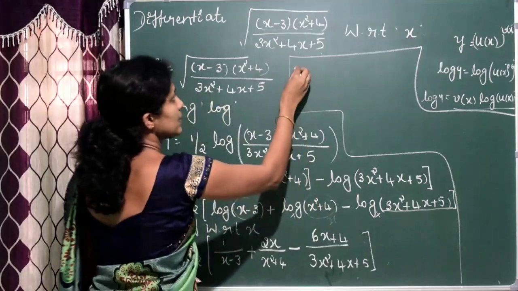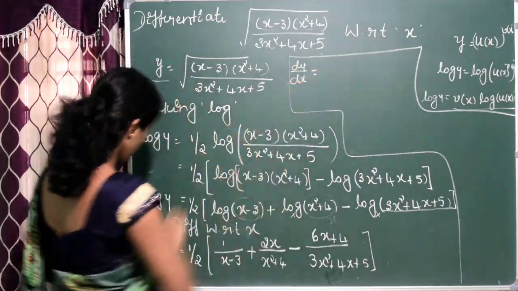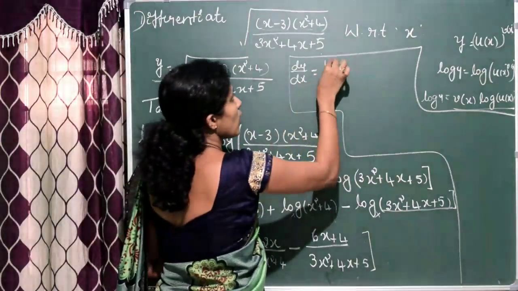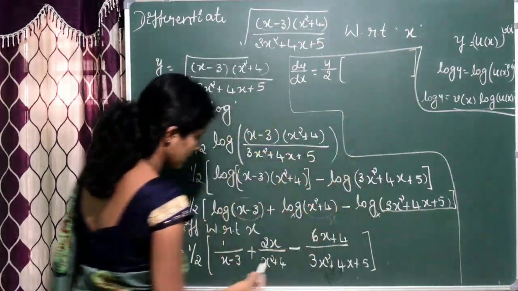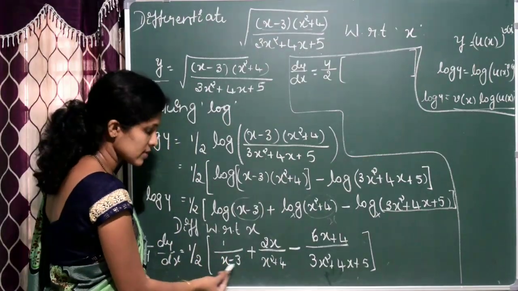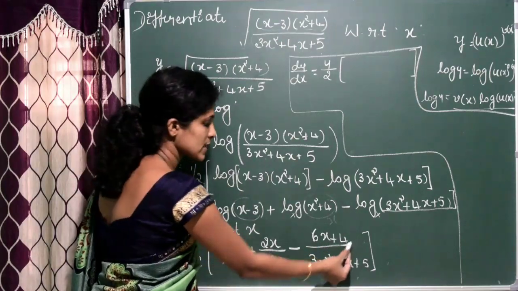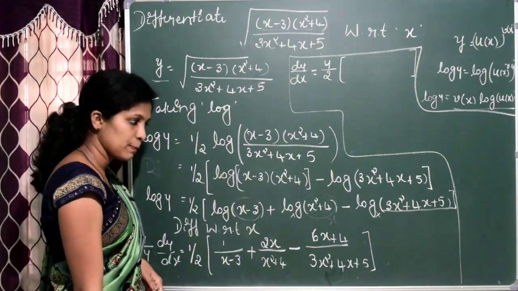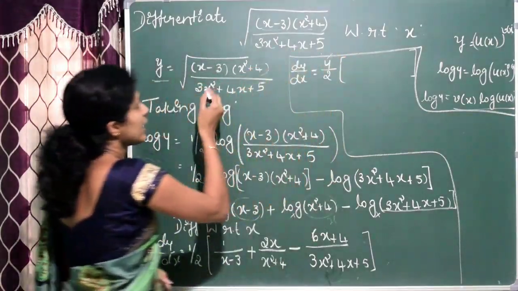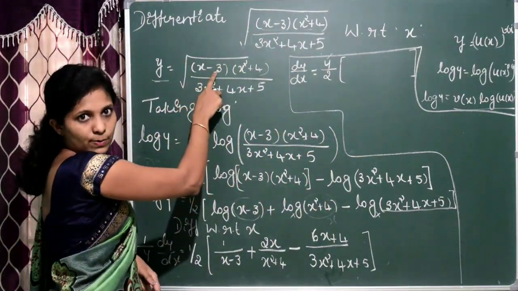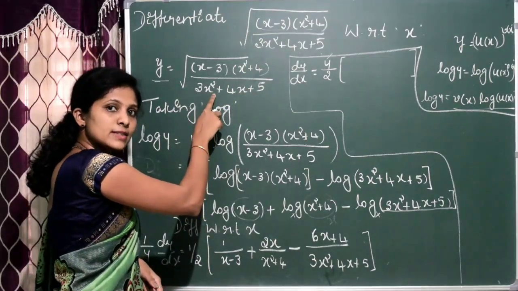So the answer will be dy by dx is equal to 1 by y, that is y divided by 2 into the remaining answer. Okay, write everything, that is 1 by x minus 3 plus 2x by x square plus 4 minus 6x plus 4 divided by 3x square plus 4x plus 5, and again finally substitute the value of y. y is now root of x minus 3 into x square plus 4 divided by 3x square plus 4x plus 5.